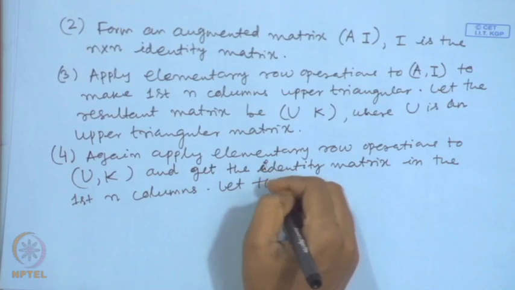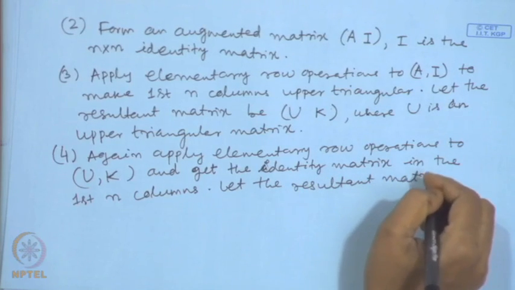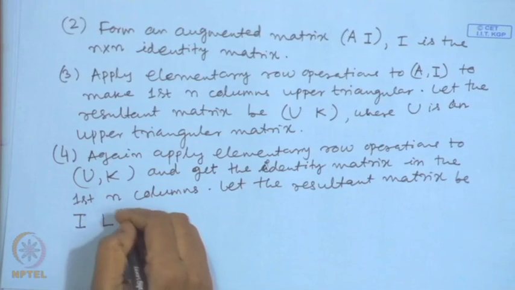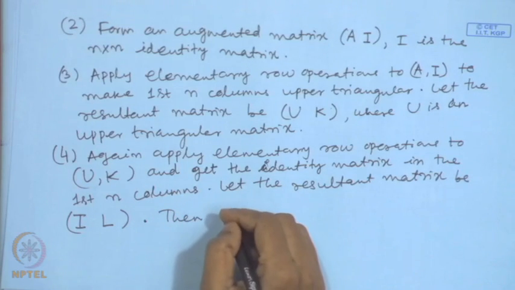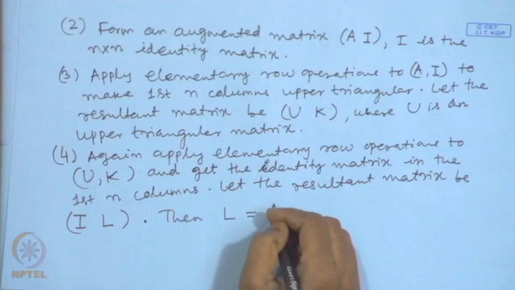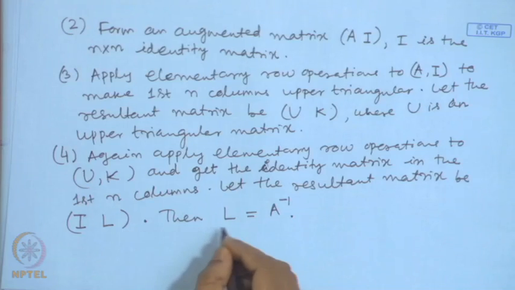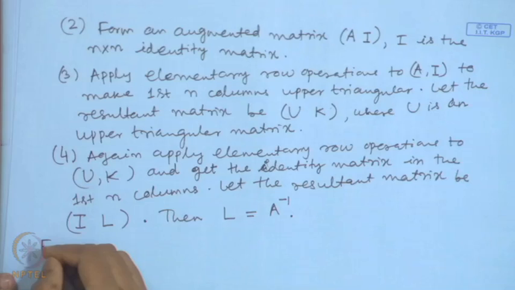Let the resultant matrix be L. Then L is equal to A inverse. This matrix L will be the inverse of the given matrix. Let us take one example and check these steps in this process.